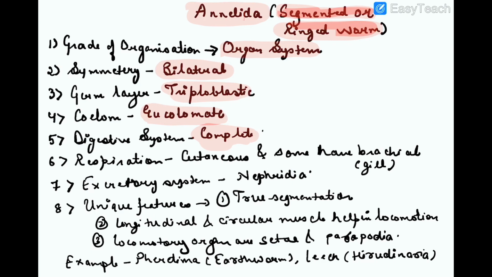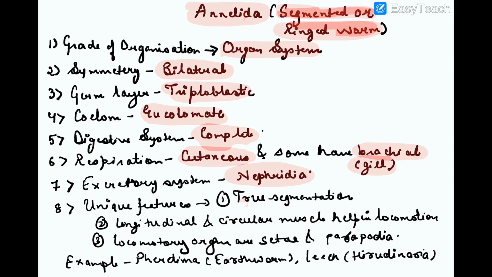Digestive system is complete. Respiration can be cutaneous, that means by the general body surface, by the skin. If the respiration occurs by skin, it is known as cutaneous, or branchial respiration, which occurs through gills. Excretory system: excretion takes place with the help of nephridia. This is very important.